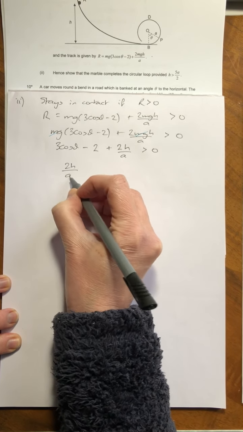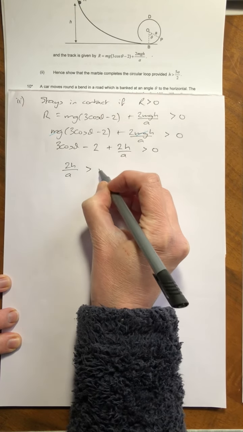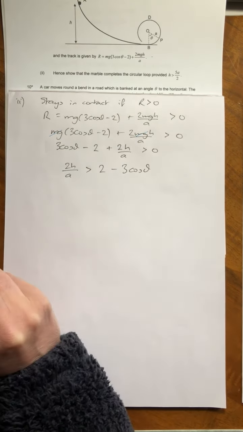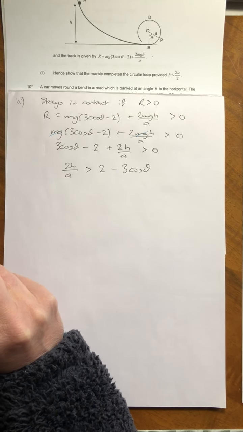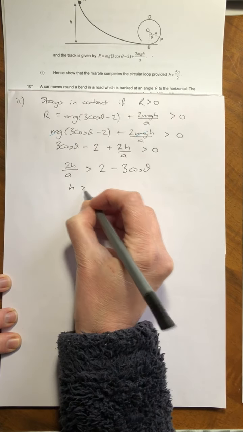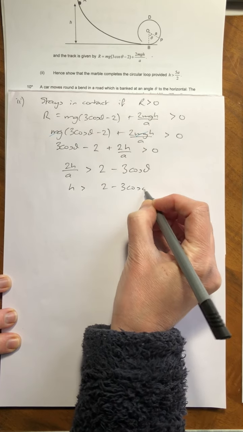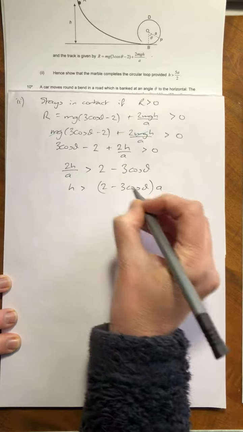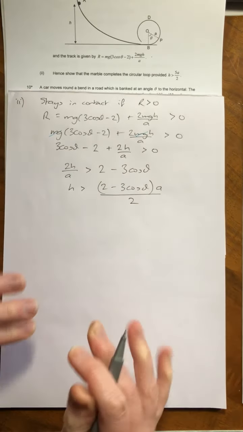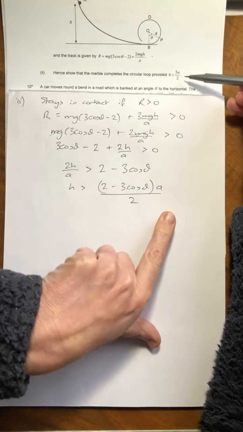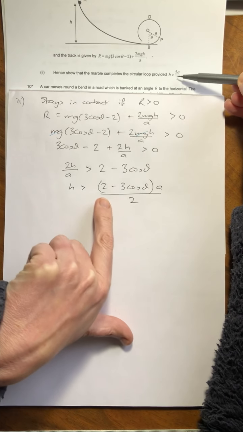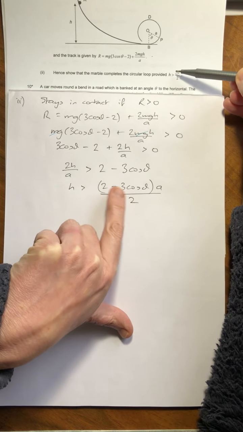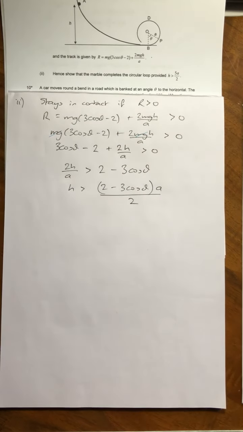So 2h over a is greater than, take that onto the side, it becomes positive, and then we've got minus 3 cos theta. And, okay, we have got multiply by a, divide by 2. So we're kind of looking like it, aren't we? We've got the a over 2. And, well, 2 minus 3. If that was 2 plus 3, we would have that 5 there.